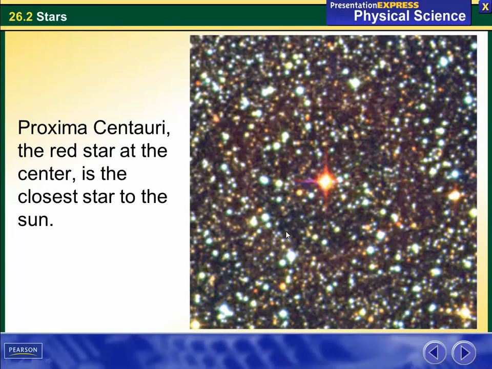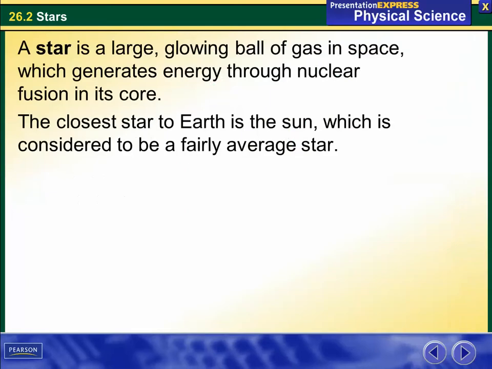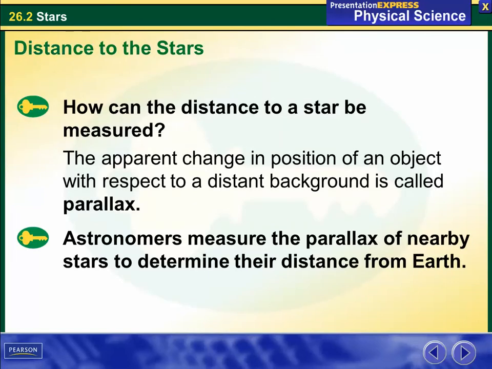Then we're going to start figuring out how we determine how far all of these stars are away from us. A star is a large glowing ball of gas in space which generates energy through nuclear fusion in its core, which sounds very similar to the sun, which again is in fact a star. The closest star to Earth is the sun, which is considered a fairly average star. We're going to talk about how they classify stars based on their size and the amount of energy that they produce. The sun is a pretty middle of the road, average star.